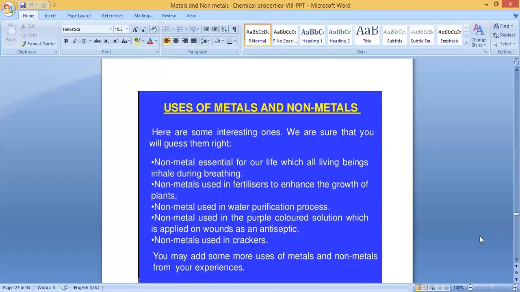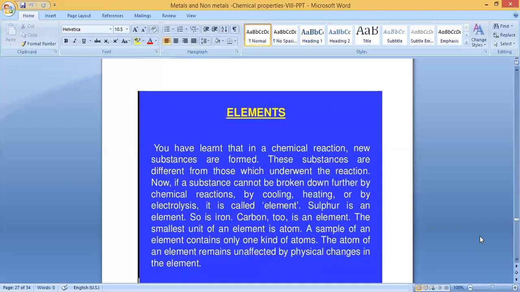You know how essential these non-metals are. So oxygen, then for fertilizers, nitrogen and phosphorus, then for water purification, chlorine, then for the purple color on wounds, we are using iodine, and the non-metal used in crackers, sulfur. So all these are non-metals, but they are very useful in our day-to-day life. You may add some more uses of metals and non-metals from your own experiences.